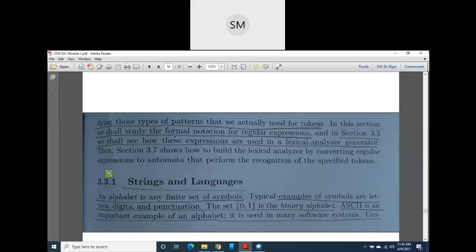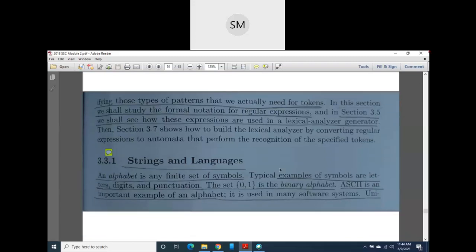So here we are going to see the notation of these regular expressions. That means we are going to study the regular expressions in detail, and also how these regular expressions are going to be used in our lexical analyzer. That thing we are going to study here.